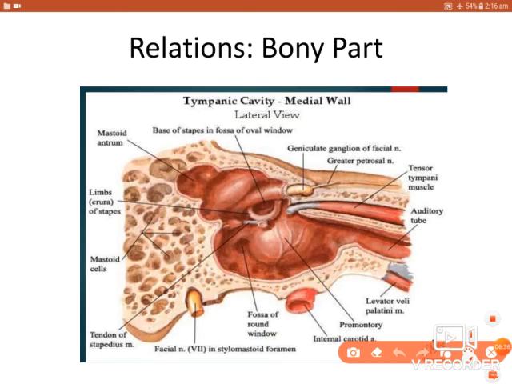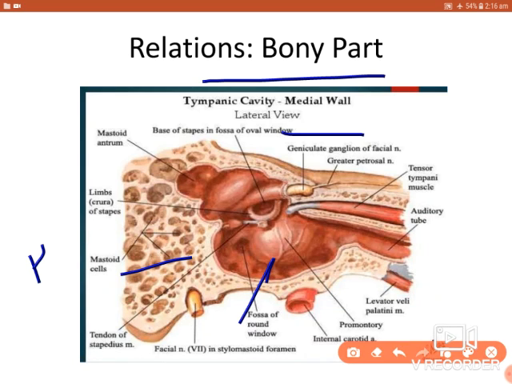Then coming to the relations of this bony part, this is the medial wall of the middle or tympanic cavity. This is the posterior, this is the anterior. So on the anterior wall, you can see the opening for the auditory tube. Above that, there is an opening, the foramen for the tensor tympani muscle. See, this is the tensor tympani muscle.